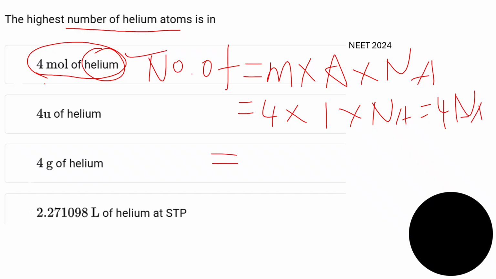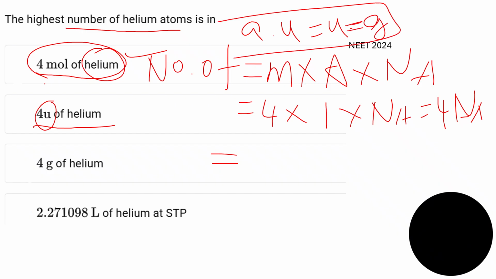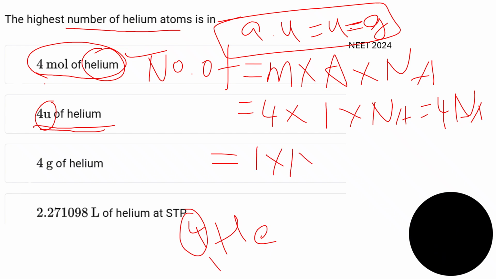Then the second option, 4 U. U means atomic mass unit, or else gram. Everything is the same. Then 4 grams of helium. One helium has 4 grams because the mass is 4. So it clearly indicates 4 U of helium, which means there is only one helium. So the number of moles of helium is 1. So there is 1 into Na, which gives just Na.